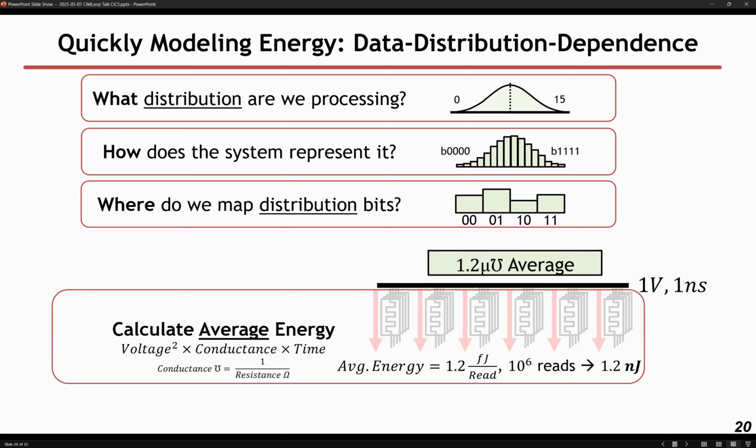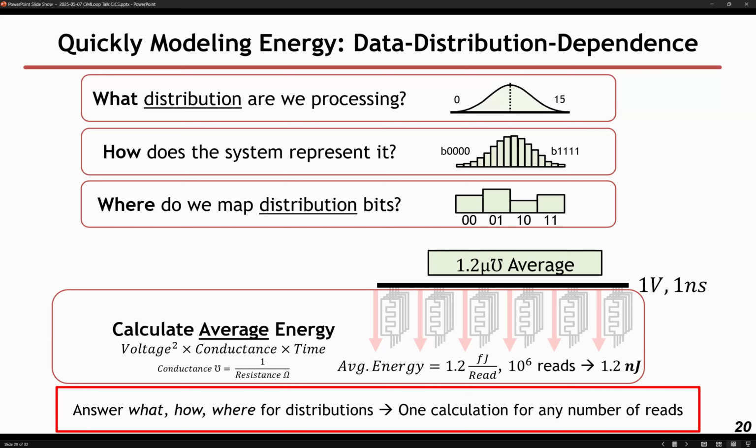So we can just say the average conductance is the average value of the different weights that are programmed in. Now we can calculate the average energy, which lets us effectively model the energy of the system. Because when we're modeling the system, we don't care about the energy of a full device. We just want the whole system energy to be correct. So we'll calculate the average energy of the different devices, add them all up, and then get an accurate system energy. So to model data distribution dependence quickly, we need to answer the what, how, and where for distributions.